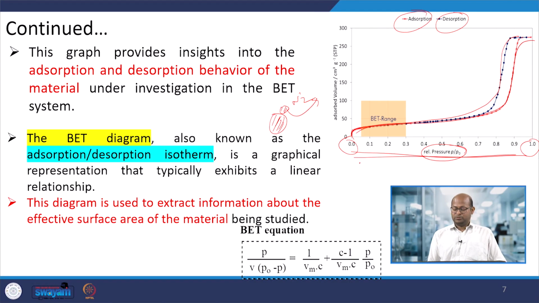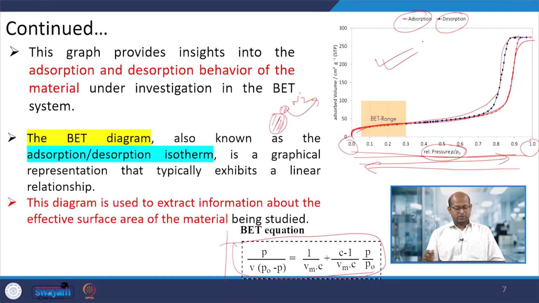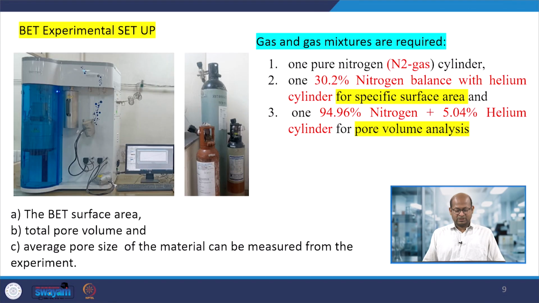Going from this to this, we get the red isotherm, the adsorption isotherm, and once we decrease the partial pressure, the amount adsorbed decreases. So we can get both isotherms, and based on them we can analyze the type of material we have prepared and its porosity. Here is the BET equation, and these are called isotherms.